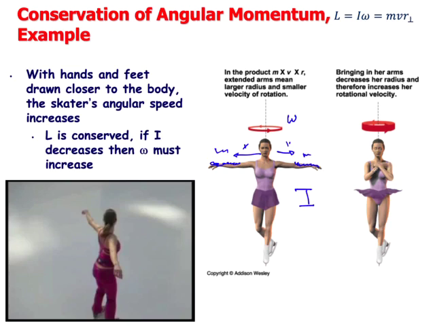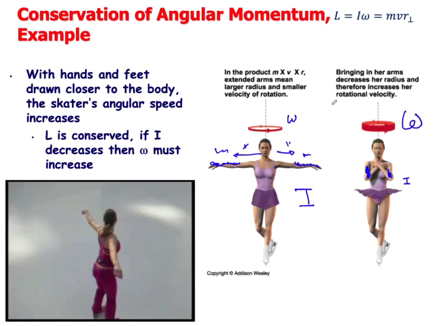When she pulls her arms in, now the mass is much, much closer than it was before. What does that do? It makes the I smaller. But because the angular momentum has to be conserved, her omega becomes much, much larger. She spins faster. Angular momentum is I times omega. Initially, I's big, omega small. Afterwards, I gets small, omega gets big. The total angular momentum has to be conserved.